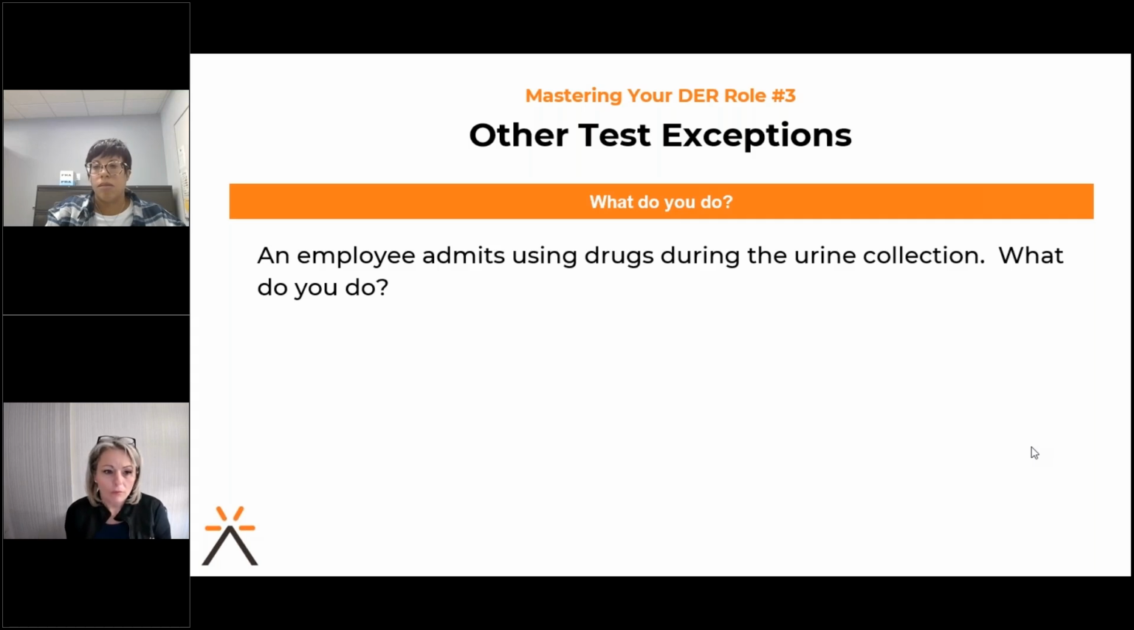We encourage people to volunteer before having a non-negative test because we want to make sure our employees are getting help and not waiting until the last minute of getting caught in a random or reasonable suspicion test. But we highly encourage employee volunteering and coworker referrals.